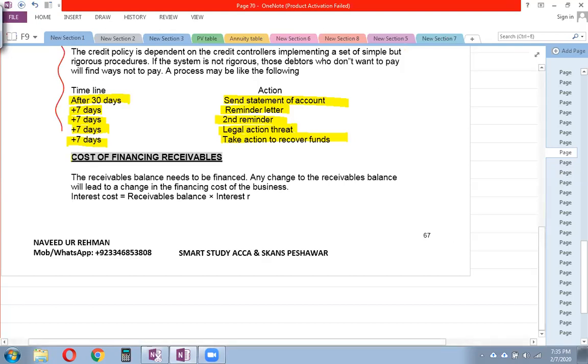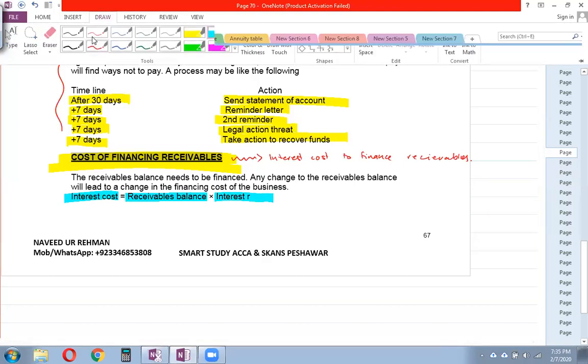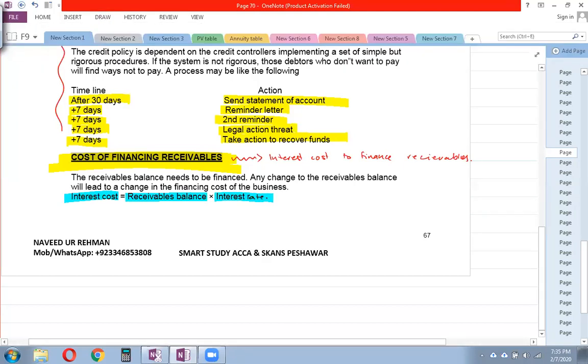Now, as we said before, the cost of financing receivables is actually the interest cost that we were talking about. So interest cost to finance receivables, right? And what was the formula? The formula was your interest cost is equal to receivable balance multiplied by the interest rate, right? Typing error, you can correct that, right?